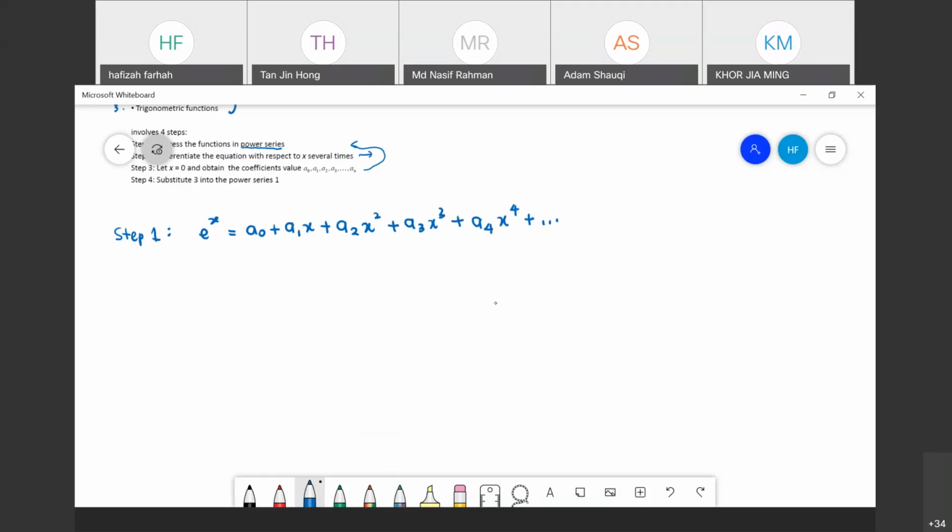Okay, then step 2 is we want to determine the coefficients a naught, a1, a2 and so on. But before that, we need to differentiate the equation with respect to x. So first we differentiate both sides of the equation with respect to x. So meaning that we have to find the derivative of e to the x equals the derivative of a naught plus a1 x.